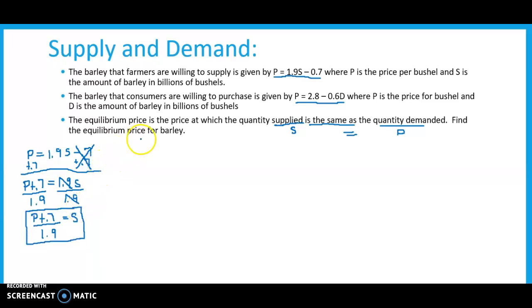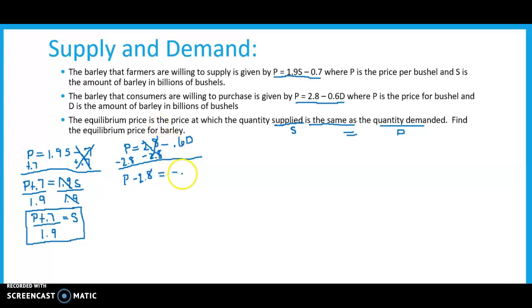I need the same thing for the demand, so I take the formula from the second bullet point. So P equals 2.8 minus 0.6D. When I'm solving the equation, I always have to undo any addition or subtraction first. Since this is a positive 2.8, I will be subtracting 2.8 from both sides. These will cancel. On this side, these are not like terms, so I can write the subtraction, but I can't actually do the math.